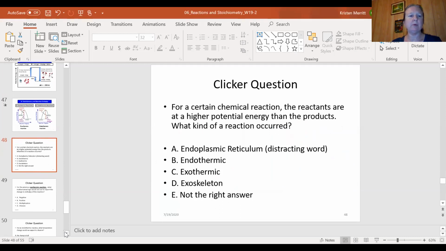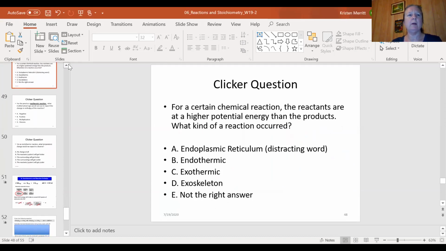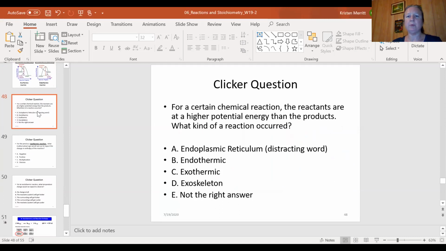Okay, I thought there were some examples here. Yeah, I think right there. So going through the questions just to refresh your memory about exo and endo. If your reactants, your starting material, are higher than the products, the ending, what kind of reaction occurred? Well, products minus reactants is going to be negative. And so if delta H is negative, then it's exothermic. And so the answer is C.